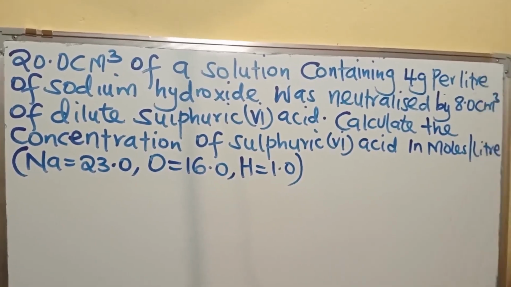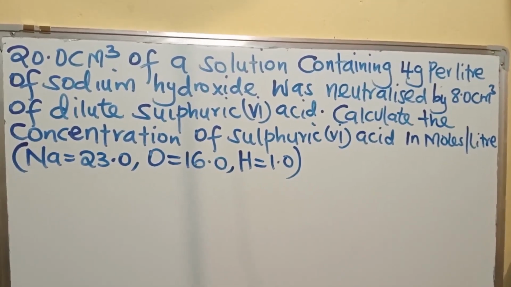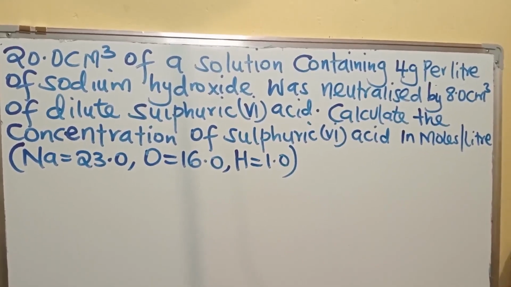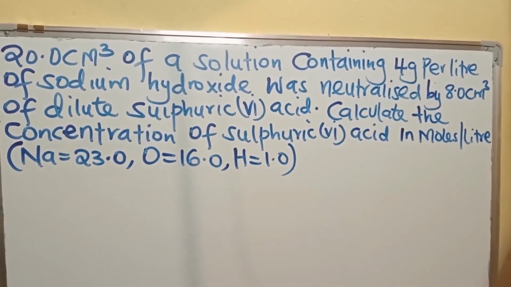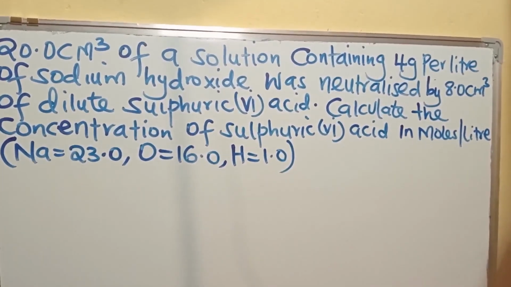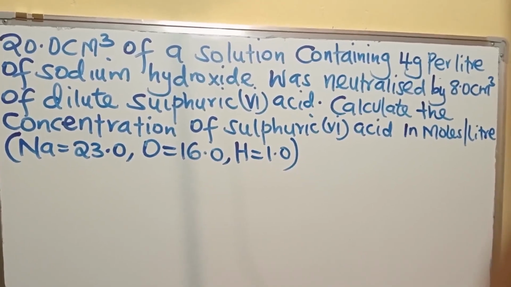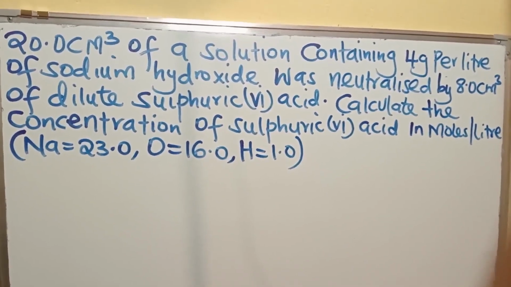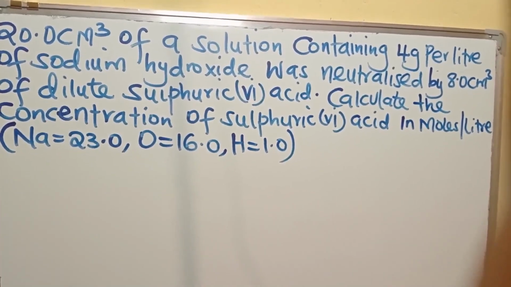Today I want us to go through this question. It's also from the topic the mole in Form 3. 20.0 centimeters cubed of a solution containing 4 grams per liter of sodium hydroxide was neutralized by 8.0 centimeters cubed of dilute sulfuric acid. Calculate the concentration of sulfuric acid in moles per liter.